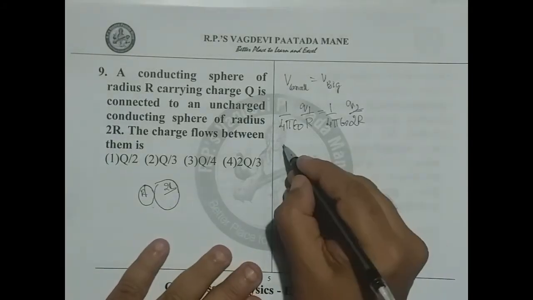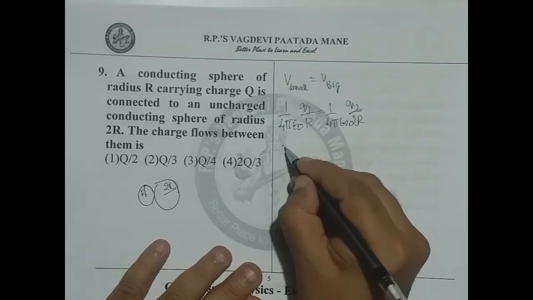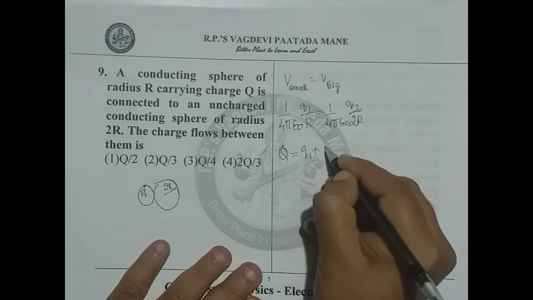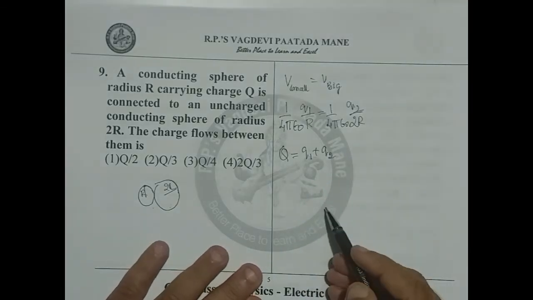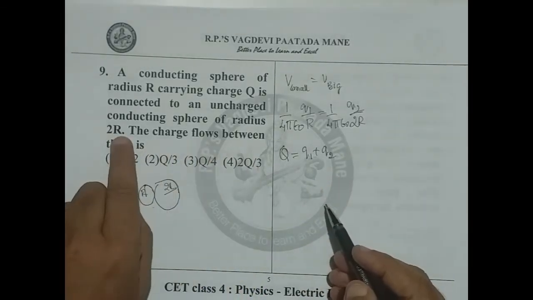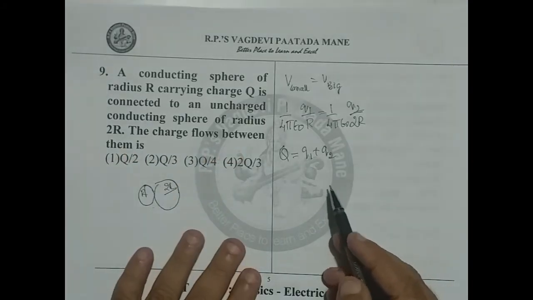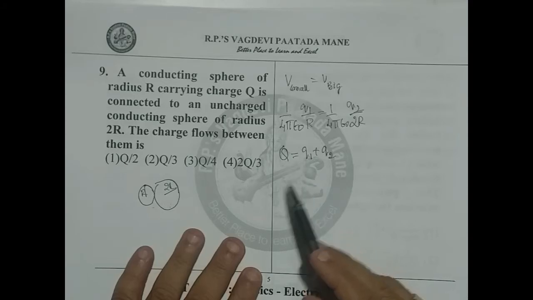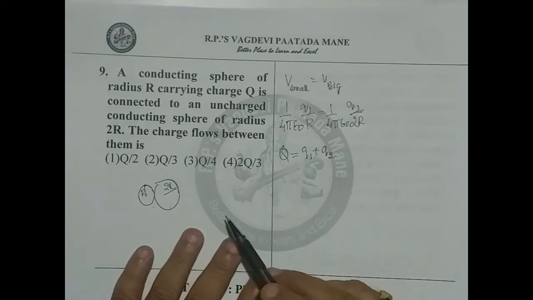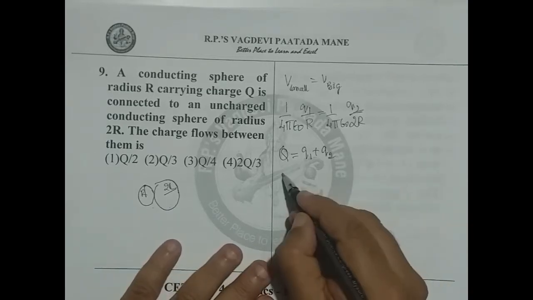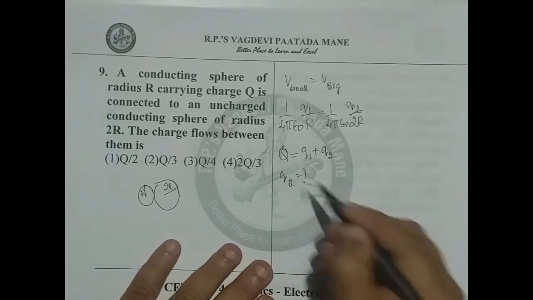Now we also know, according to law of conservation of charges, Q equals Q1 plus Q2. As in the beginning no charge is there on the bigger sphere, so much charge is flown from the smaller sphere. So that is what we want to find out. Bigger sphere charge is taken as Q2, therefore Q2 to be estimated.